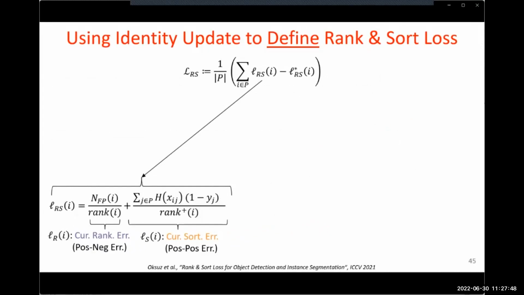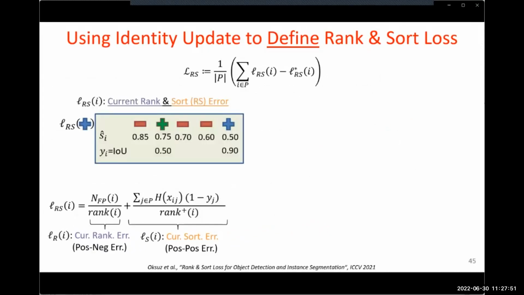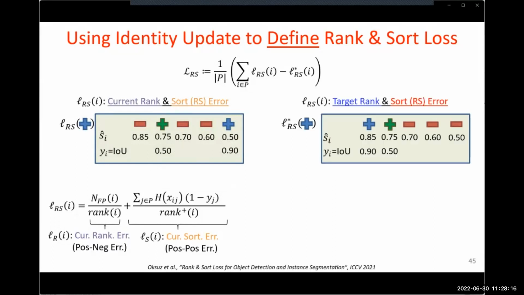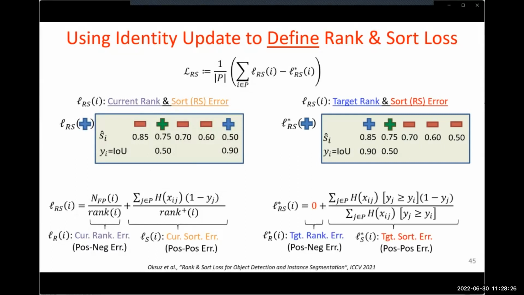Given a batch of positive and negative examples, note that the current RS error on ith positive example considers all examples with larger logits, and it is the sum of the current ranking and sorting errors. While the current ranking error is simply the precision error, the current sorting error penalizes the positives with larger logits by the average of their inverted labels. Our target on each positive is to rank all positives above negatives, and at the same time sort positives with respect to their localization qualities. The RS error in that target ranking yields the target error. As a result, the target ranking error is always 0, but target sorting error can be non-zero.